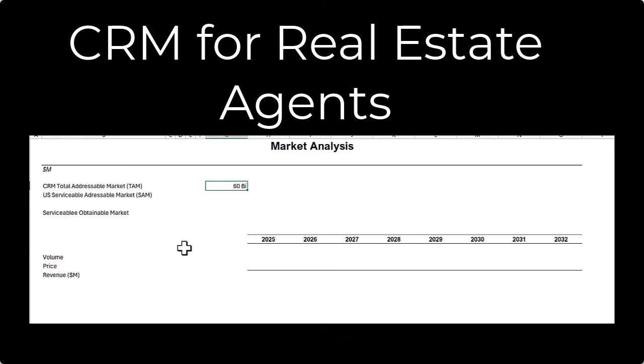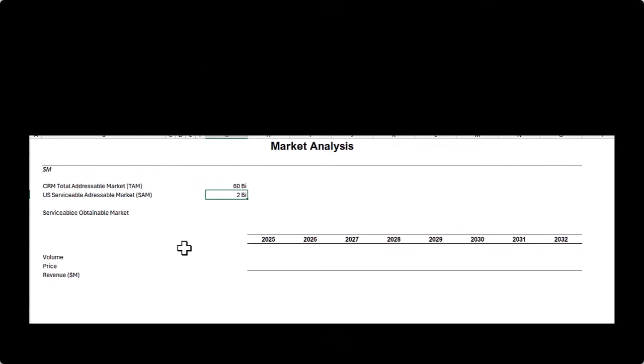A real example. Imagine you're building a vertical CRM for real estate agents. The global CRM TAM might be 60 billion, but your SAM, real estate professionals in the US, is closer to 2 billion. With your current go-to-market, you think you can realistically win 0.5% of that. That's a 10 million SOM. From there, you project how quickly you grow into that share. Maybe 1 million in year 1, 3 million in year 2, and so on.